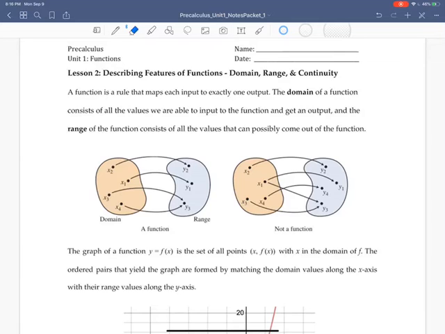In algebra, we learned about relations and functions. A relation is a set of ordered pairs. A function is a special kind of relation. It's a rule that maps each input to exactly one output.